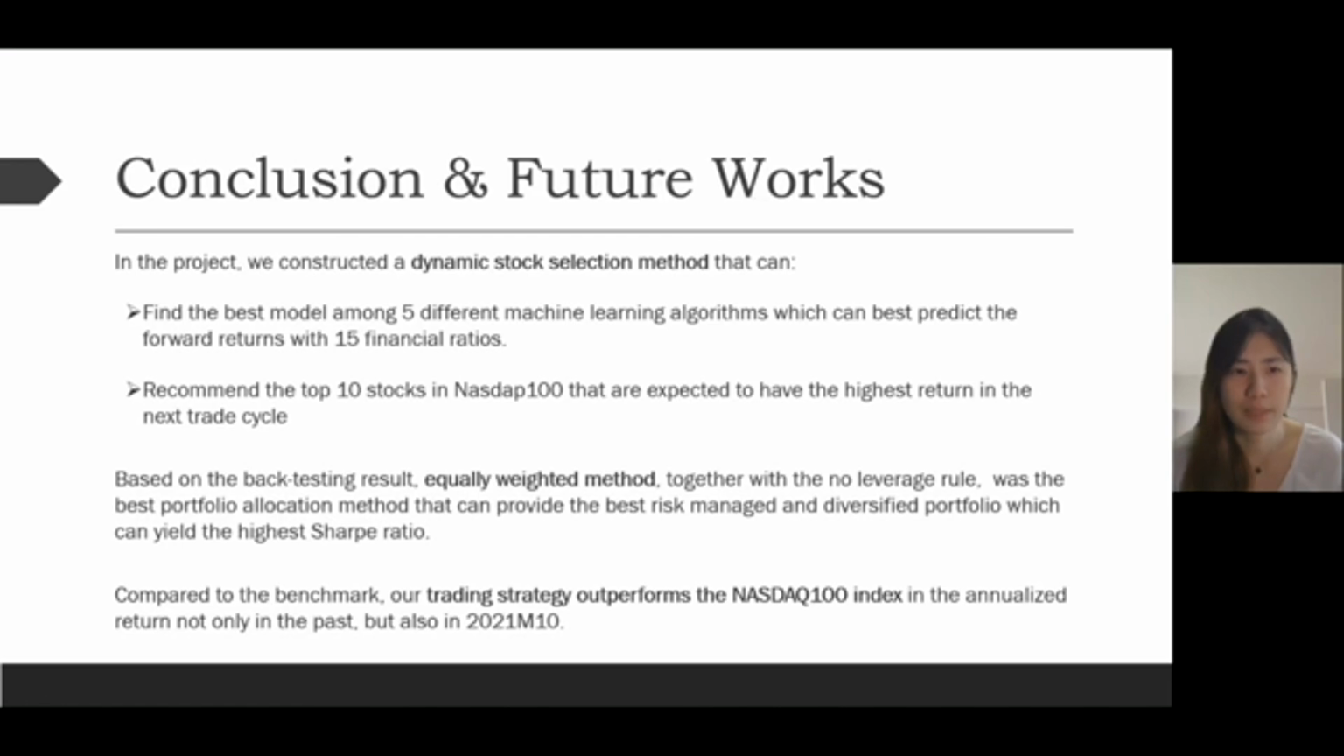Next, based on the backtesting result, equally weighted method together with the no leverage rule was the best portfolio allocation method that can provide the risk managed and diversified portfolio which can yield the highest Sharpe ratio. Compared to the benchmark, our trading strategy outperformed the Nasdaq 100 index in annualized return, not only in the past but also in October 2021.